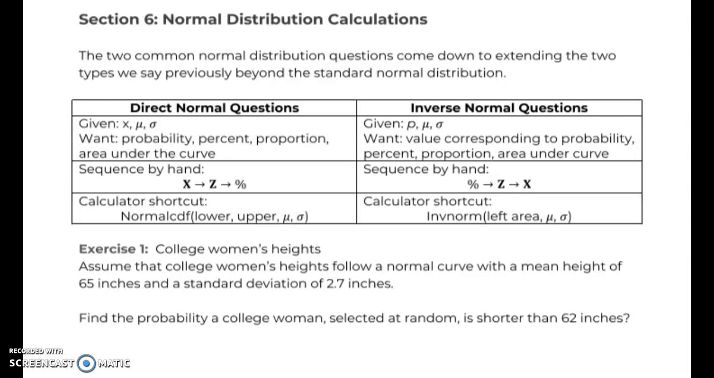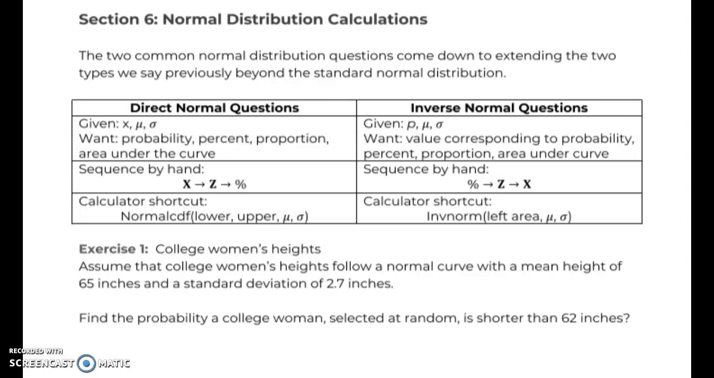If we were doing this manually, for the direct normal question, we would first take our x value, convert it to a z-score, then go to the table or technology to find the percent. The calculator shortcut is using the normal CDF, using the lower and upper values, and then simply putting in your mean and your standard deviation.